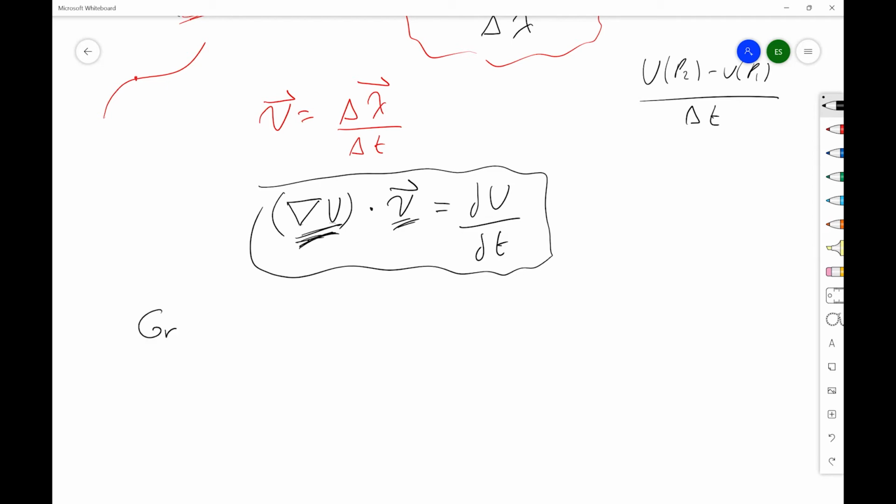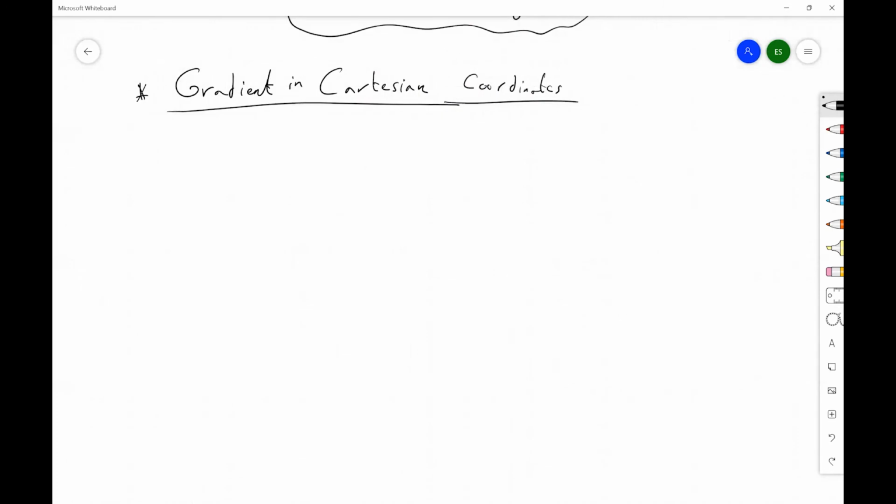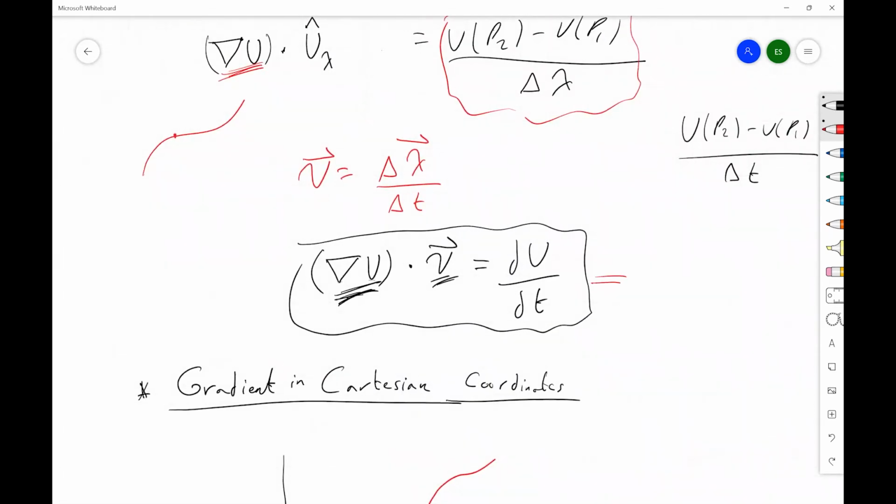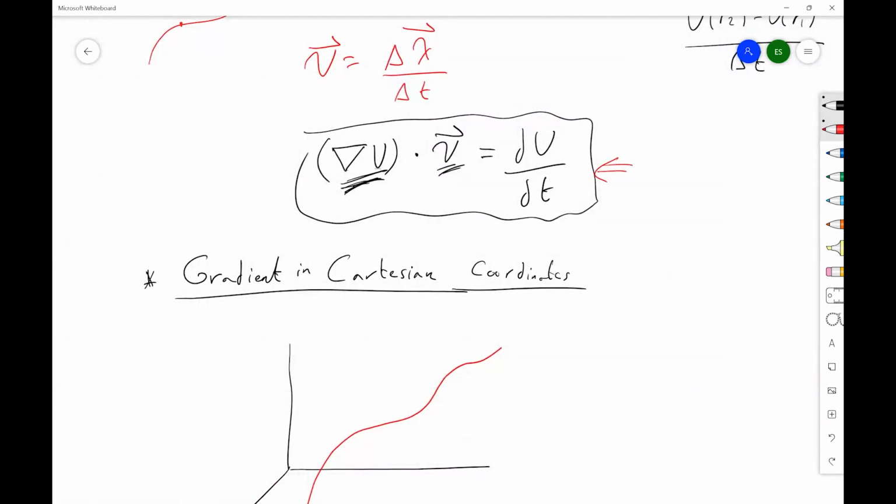So let's do the gradient. Let's find out how we calculate the gradient in Cartesian coordinates. Three axes representing space. I'm flying on a path. The idea, we want to use this interpretation. So the idea is that the gradient dot the velocity is going to give me the rate of change of some function, scalar function u, scalar field u with respect to time.